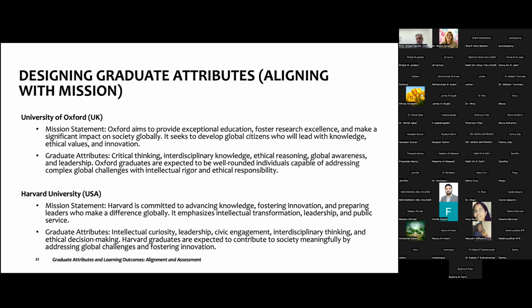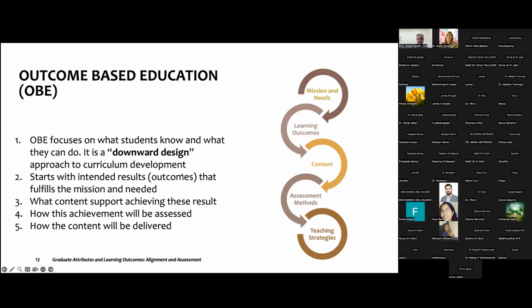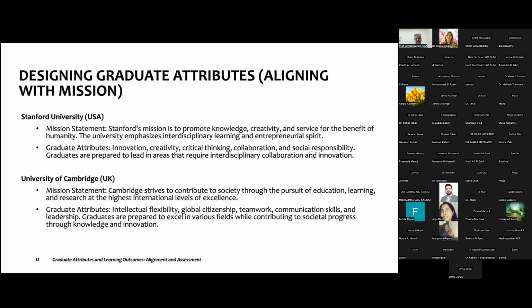These are just examples. I will go through them very, very fast. So when you look, I fetched the missions and the graduate attributes of four international institutions. The University of Oxford, for example, seeks to develop global citizens who lead. So the graduate attributes should include global citizenship, leadership, and emphasis on ethical practices and innovation. And if you look there, you can find ethical responsibility, addressing complex global challenges, global awareness. It's very clear in the graduate attributes. Harvard will be the same. And Stanford and University of Cambridge will also be the same.